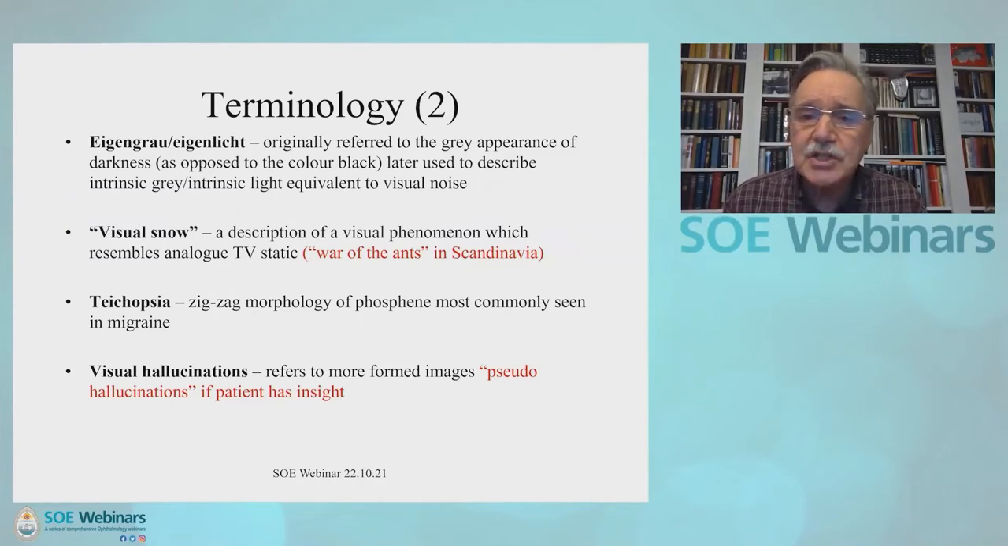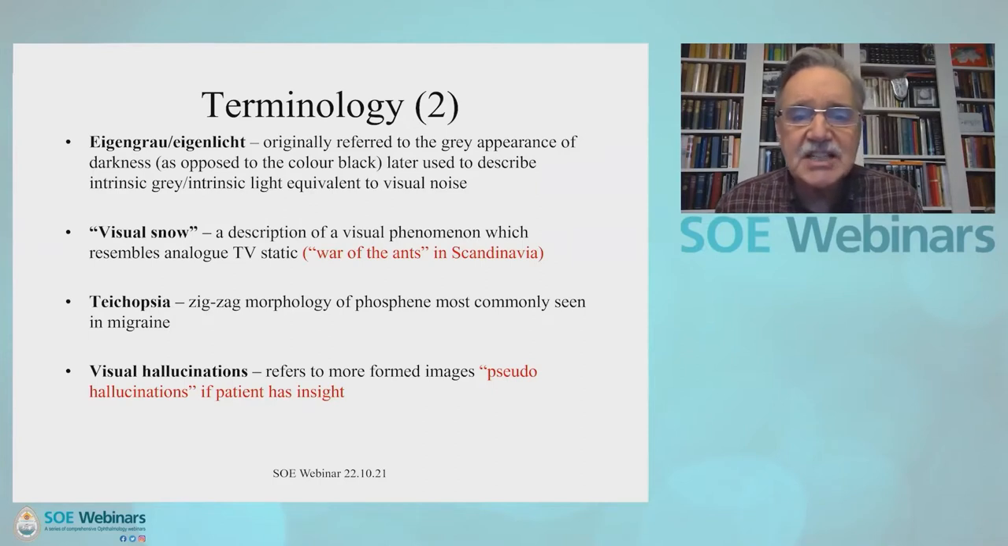Visual snow is a description of a visual phenomenon which resembles analog TV static, which those of you my age will remember. Curiously, it was usually referred to as the war of the ants in Scandinavia, who seem to see the black dots rather than the white dots.